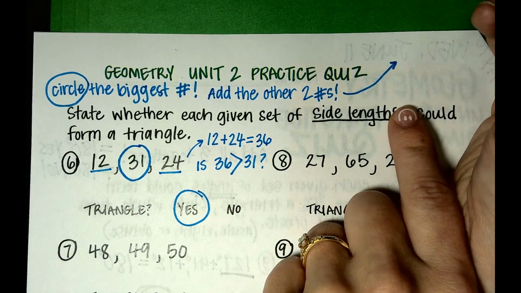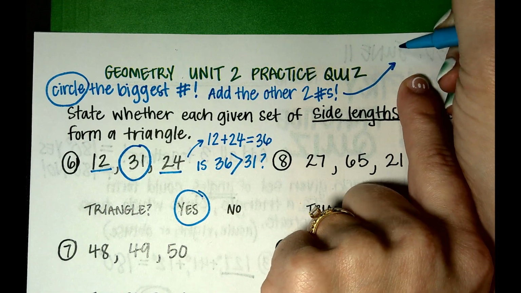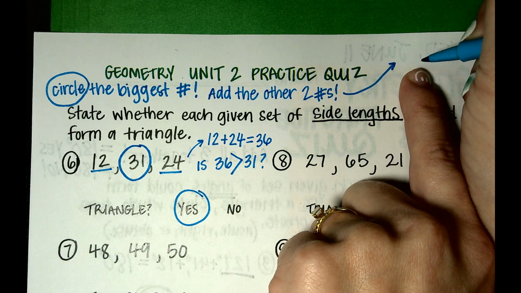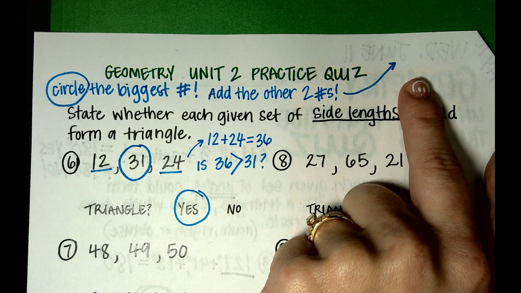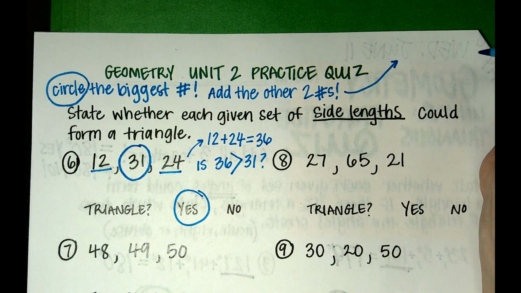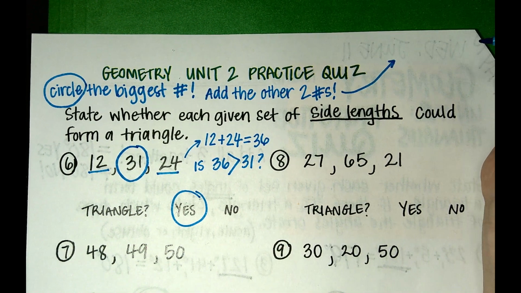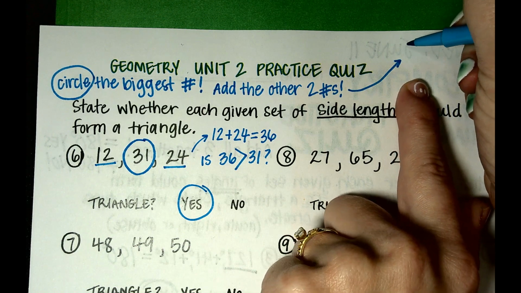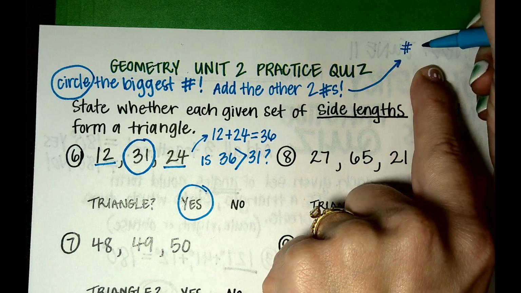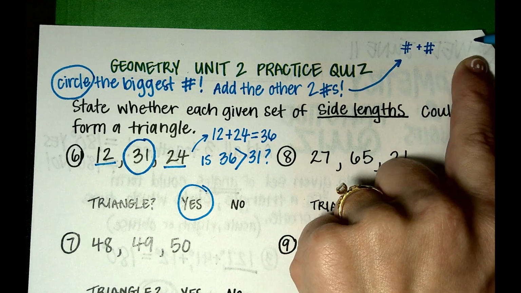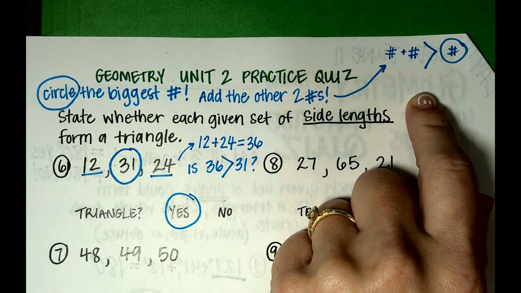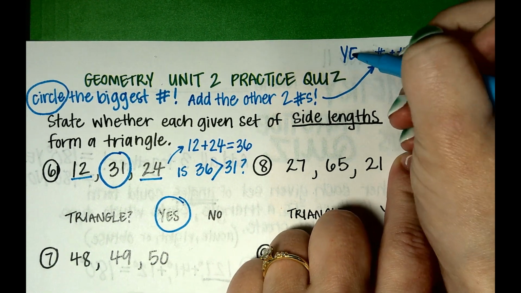We could say if the other two numbers are bigger than the circled number, how could we write that without taking up the whole page? Draw your little bar with the add right there. You guys just draw out the example, please. So maybe like number plus number, if it's greater than the circled number, does that make sense? Then yes, it's a triangle.